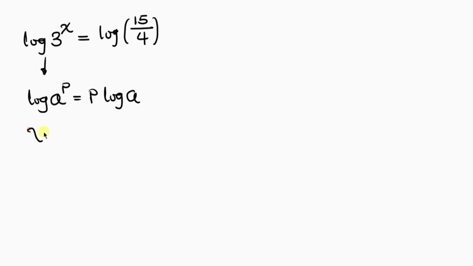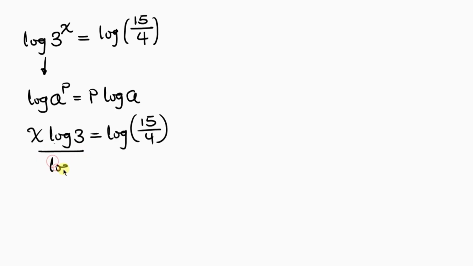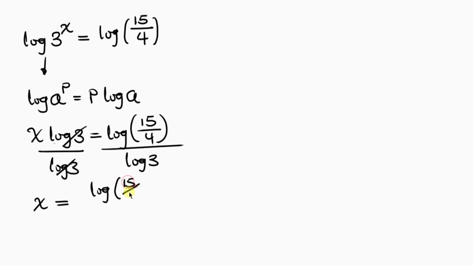Now we express this like this. So we have x log 3 to be equal to, the right hand side we have the log of 15 all over 4. Now we divide both sides by log 3. So I divide the left hand side by log 3 and also divide the right hand side by log 3. Now log 3 can cancel out log 3 from here, so that we have x to be equal to the log of 15 all over 4 divided by the log of 3.